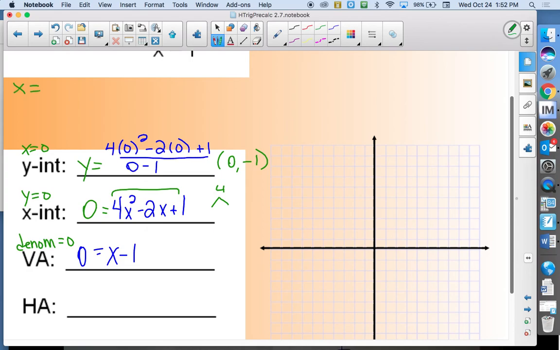But the quadratic formula works. 2 plus or minus, -b squared, 4ac.